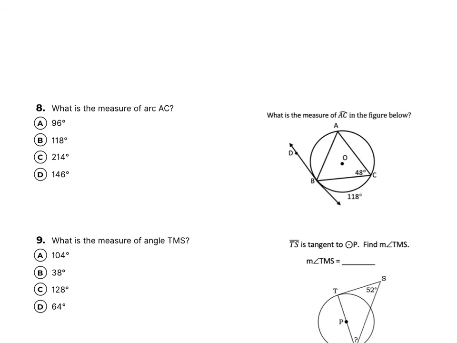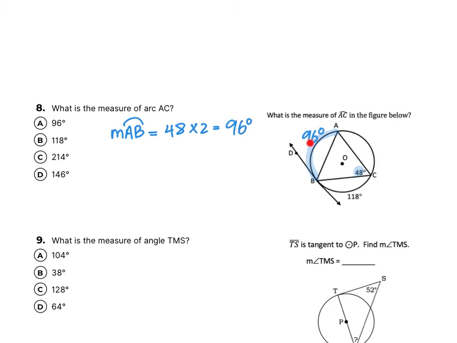Now in number 8, I'm supposed to find the measure of arc AC. Now remember that I'm not given that any chord is equal to the other, so I cannot assume that they are equal. They are not equal. I cannot say that this is 118, so this is 118. What I can do though is see that this is 48, and that's an inscribed angle. An inscribed angle has the vertex on the edge of the circle, and that will be equal to half of the intercepted arc. So in order to find the measure of arc AB, I can multiply 48 by 2, which is 96 degrees.